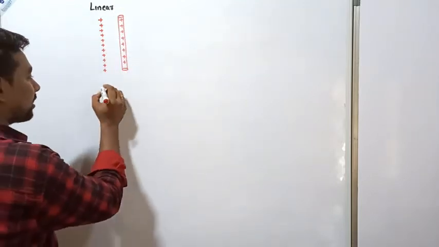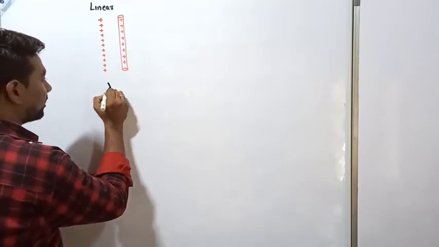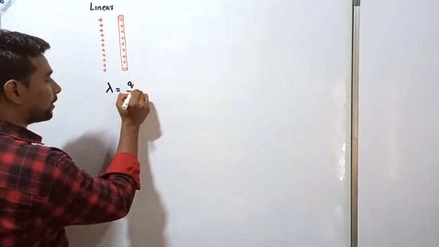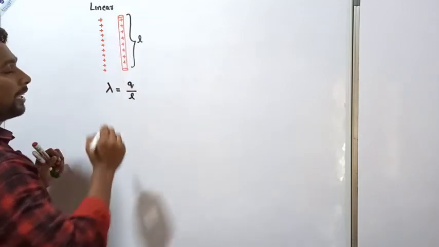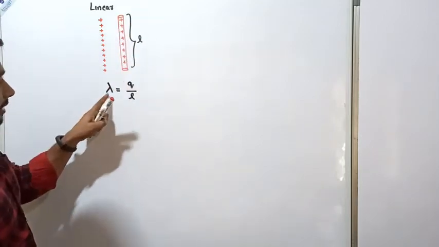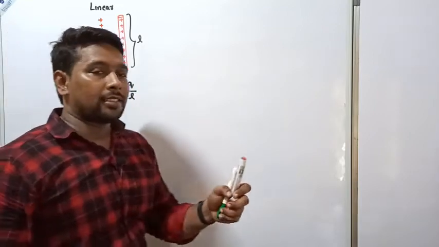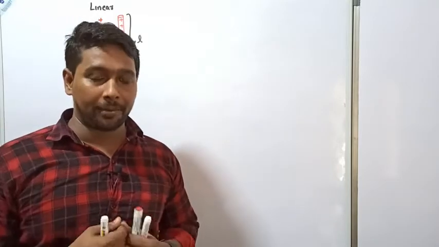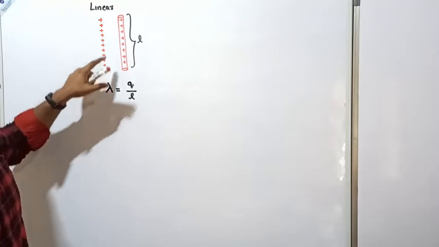Here you can consider lambda. Lambda means the linear charge distribution. Lambda is equal to charge per length. This is the length L. That means linear charge distribution is charge per length, which you can write as lambda is equal to Q by L. You can distribute the charges along length, along area, or along volume. If you are considering linear charge distribution, charges are distributed along length.